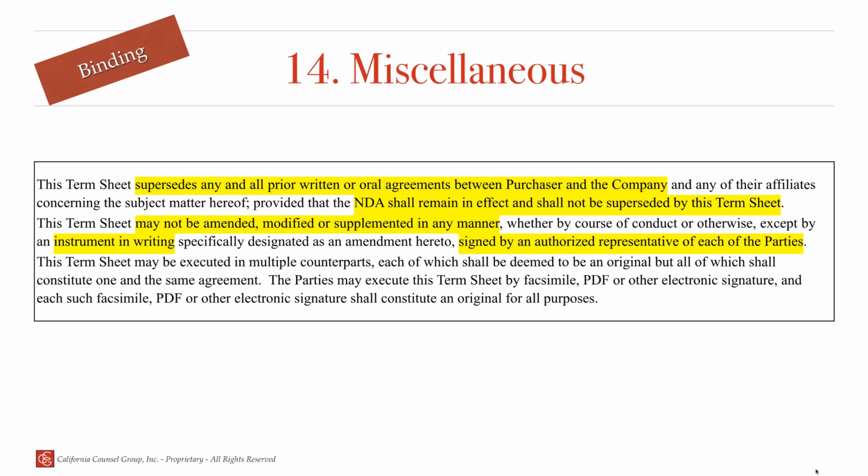Occasionally you'll run into situations where, hey, we need to change this term sheet. There's an issue with the valuation, the numbers didn't pencil out, or there's some other issue that surfaces that makes a part of the term sheet unworkable. You might amend it, and that will happen.